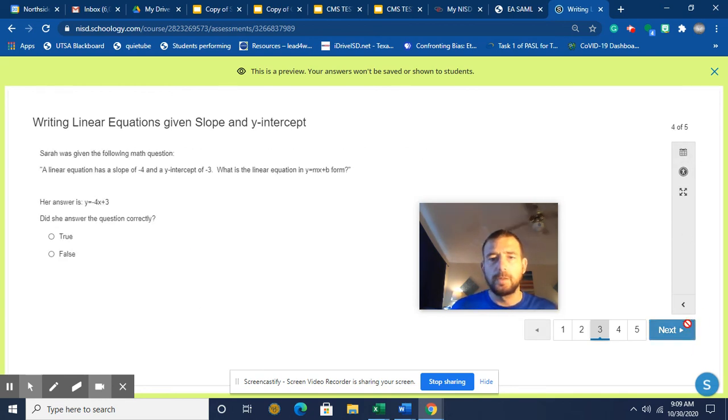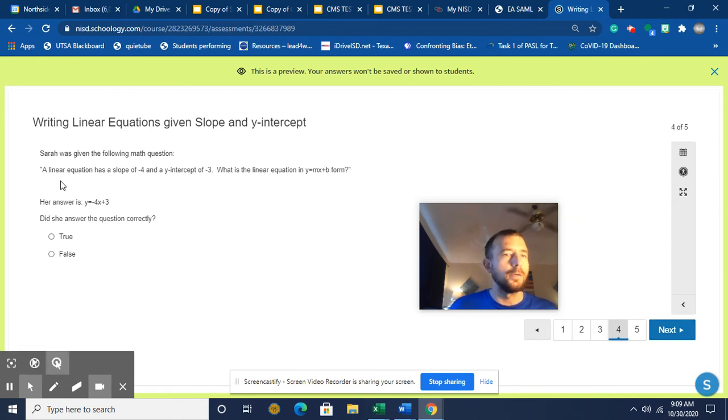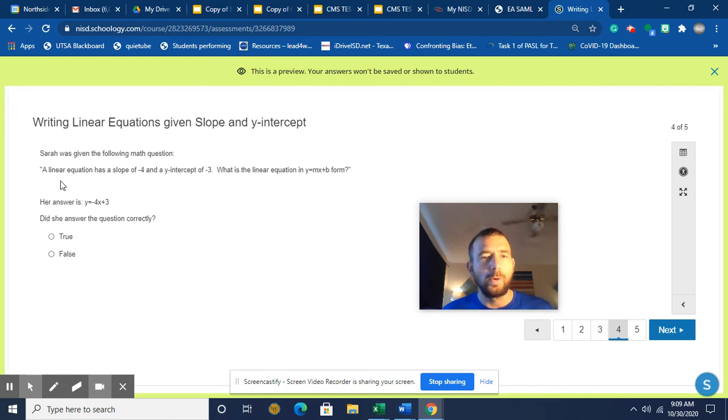Multiple choice. True, false. So Sarah was given the following math question. A linear equation has a slope of -4 and a y-intercept of -3. What is the linear equation in y equals mx plus b form? So she said that it's -4x plus 3. And I want to know, is that true or false? Did she do it right? Did she do it wrong? There's no justification. It's literally, did she do it right? Did she do it wrong? I want to see if you're able to recognize if there's a mistake or if she read it correctly.